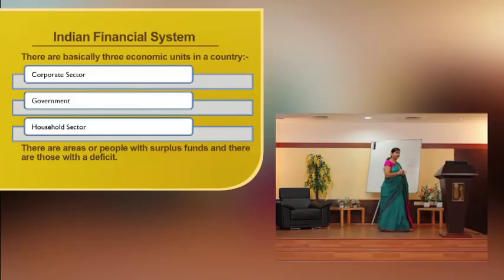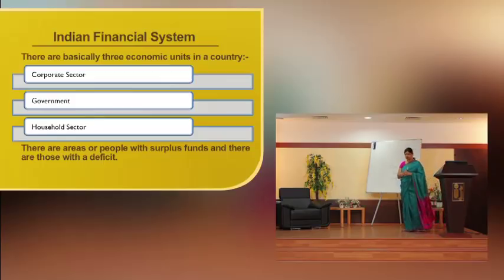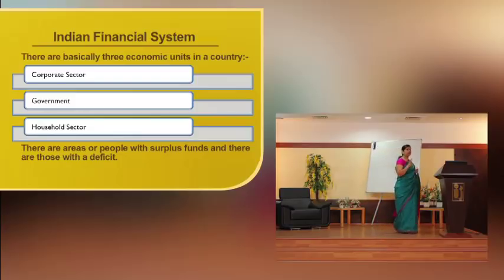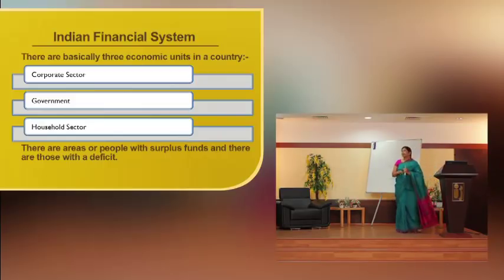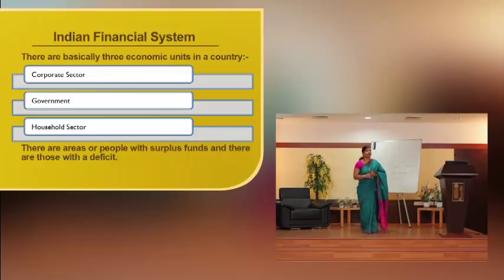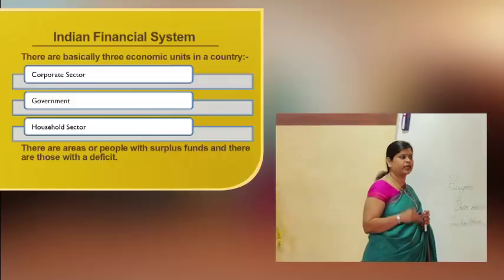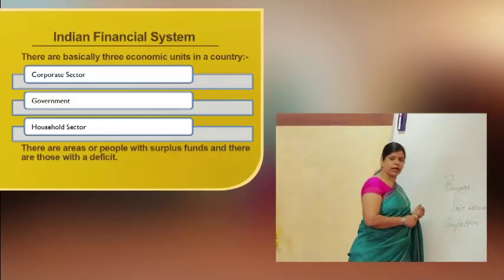To start with the Indian financial system, there are basically three economic units in a country. Which are they? They are the corporate sector, the government and the household sector. There are areas of people with surplus funds and there are those with a deficit. A financial system functions as an intermediary and facilitates the flow of funds from the areas of surplus to the areas of deficit. I would like to explain this with an example.